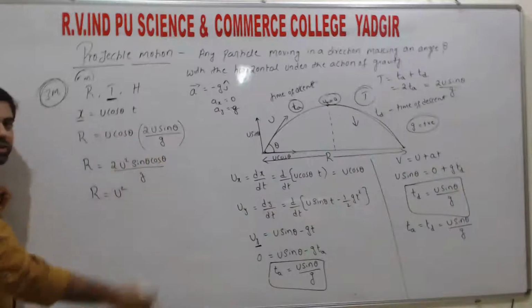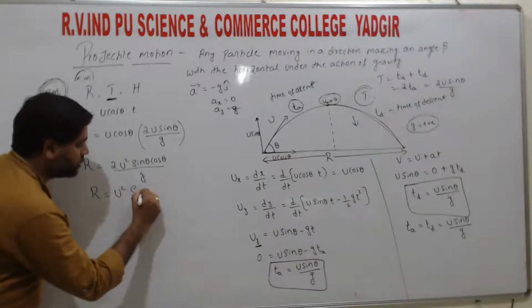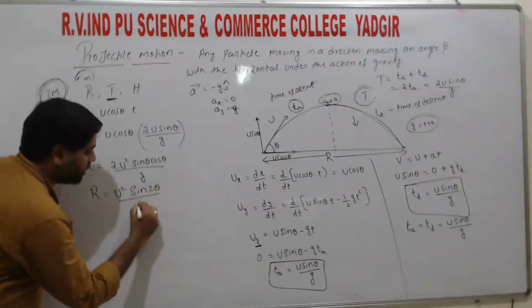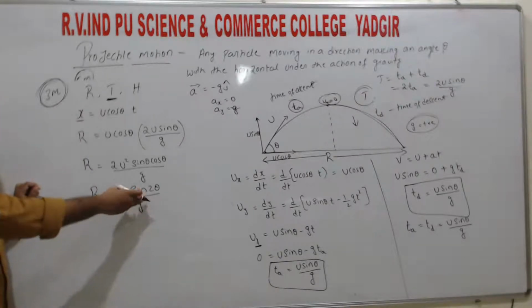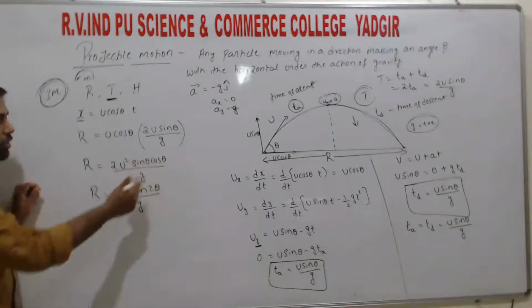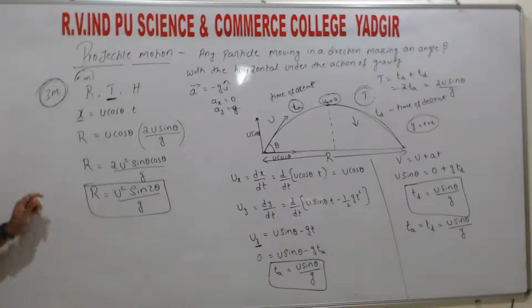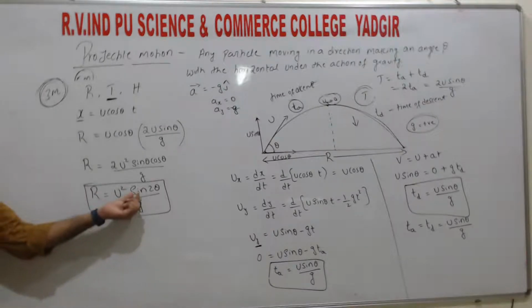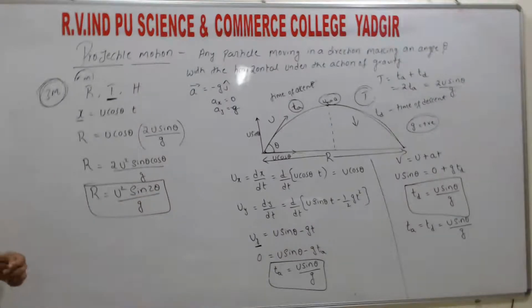2 sine theta cos theta formulas ಬಂದಿಲ್ಲ ನೆನಪಿದೆನಾ? sin 2 theta divided by g. So ಓದಿದ್ರೆ ಇಲ್ವಾ ಇದನ್ನ? sin 2 theta. So sin 2 theta we can write 2 sin theta cos theta. So this gives what? The range r, right? So r is equals to u square sin 2 theta by g, right?